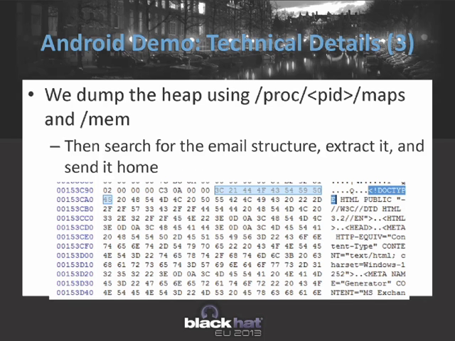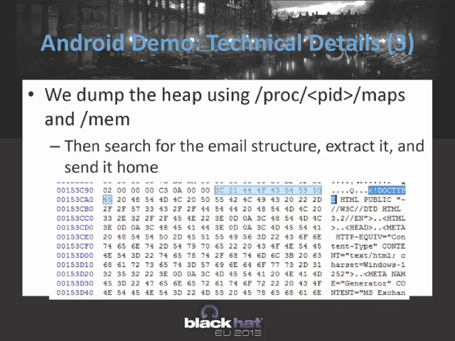Then the only thing we need to do is access the heap for Good for Enterprise. This is done by accessing the proc maps or proc mem file, and then we just need to parse their memory structure for where the email is found. We extract it out, and the only thing we need to do then is send it home to our command and control server.